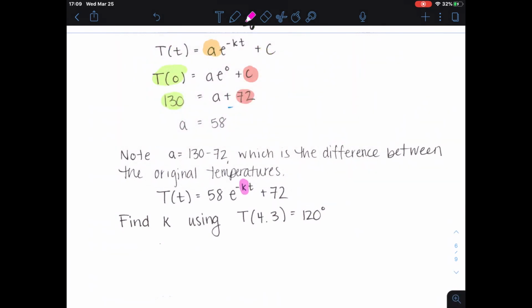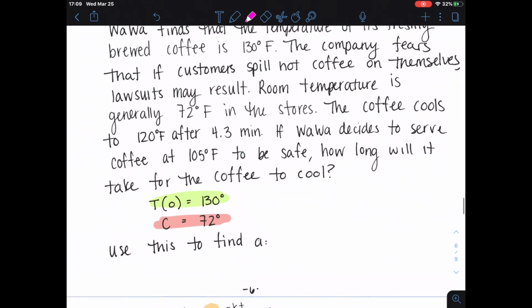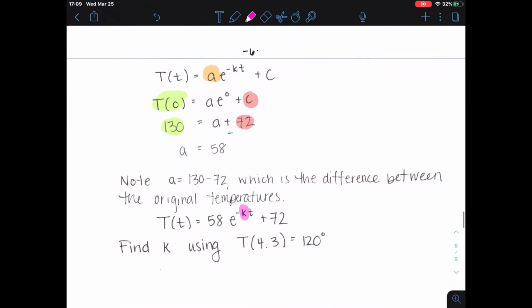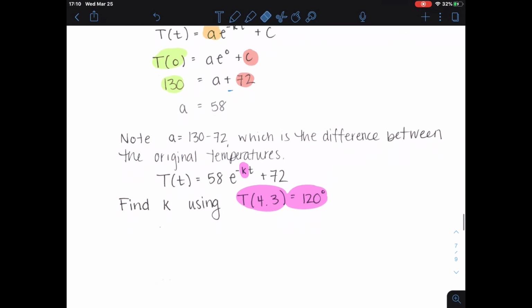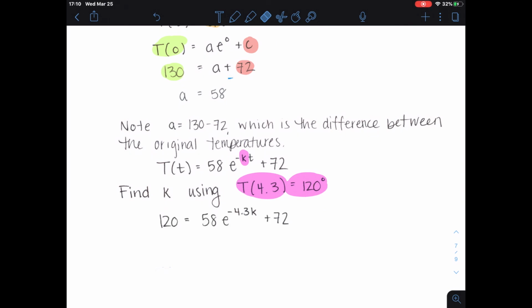But I have another piece of information that we haven't used. We're told that after 4.3 minutes, the temperature is going to be 120 degrees. So the temperature at 4.3 minutes is 120 degrees. We're going to utilize this to help us find this value of k. So what we're going to do is plug that into the formula. The temperature is 120 when the time is 4.3. And now the only unknown in this equation is k, so we just need to solve for it.